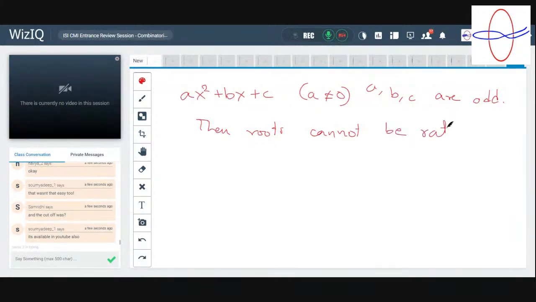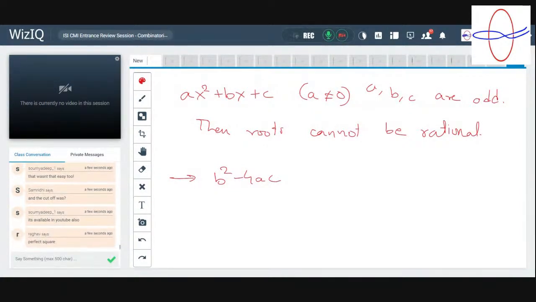Now I'll tell you what happened there, which should give you an idea of how they go about looking at your subjective answer script. So I started by explaining that I want to investigate the quantity b square minus 4ac, the determinant, and see if that can ever be a perfect square. Because if it's a perfect square, then the roots can be rational. Okay. So then I took a mod 4 test. Any integer x is congruent to 0, 1, 2, 3 mod 4, which then implies that any perfect square is either 0 or 1, since 3 gives me 9.